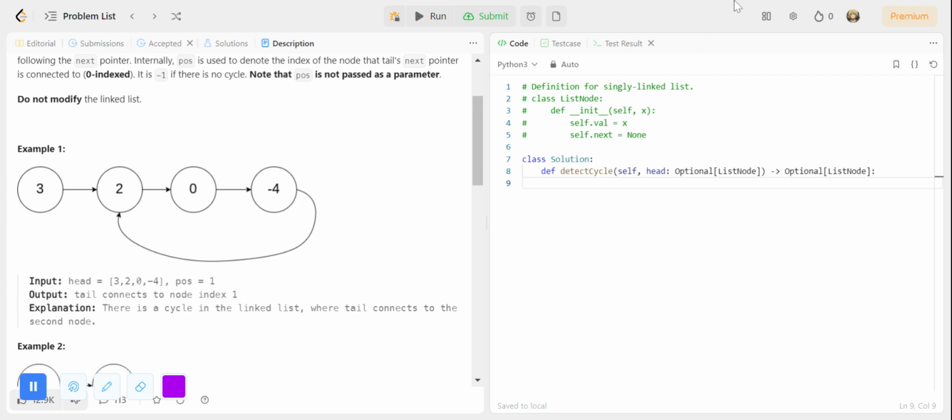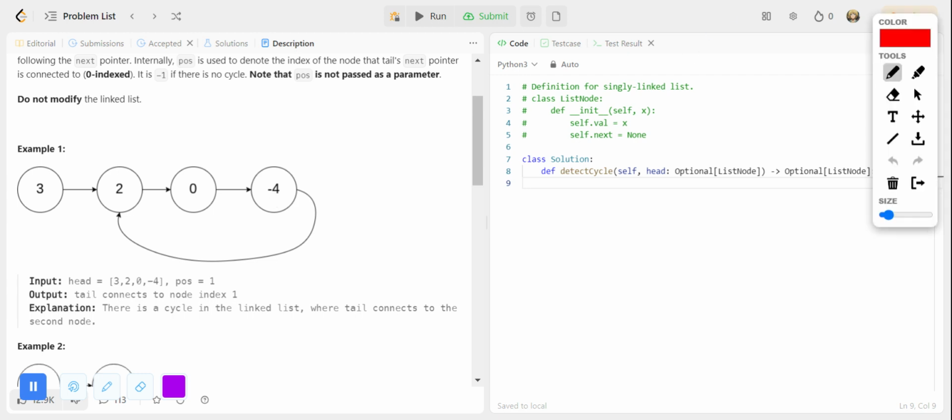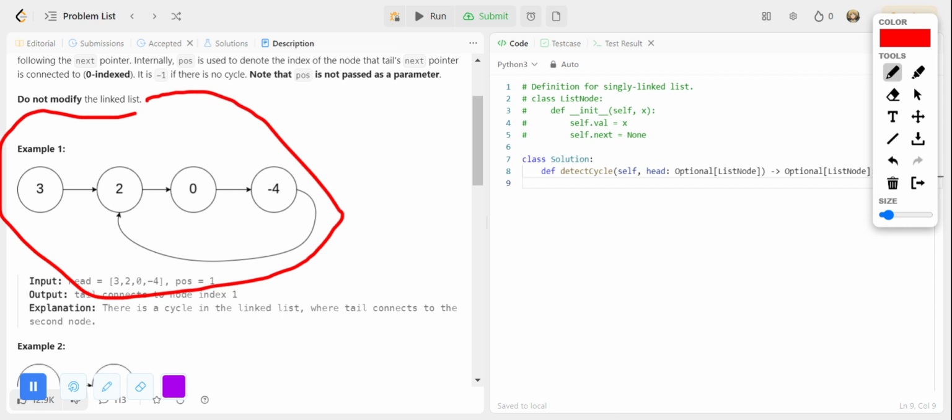So let's take the first example. As you can see, we have a linked list, and the tail of the linked list is connected to the node at index one. It's connected to, as you can see, pos is one. So the tail of this linked list is connected to the node at index one.